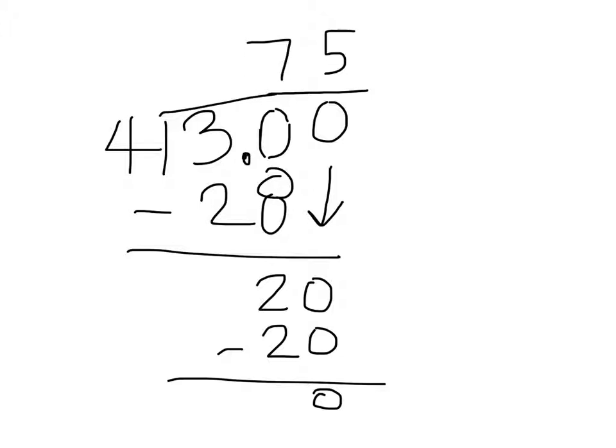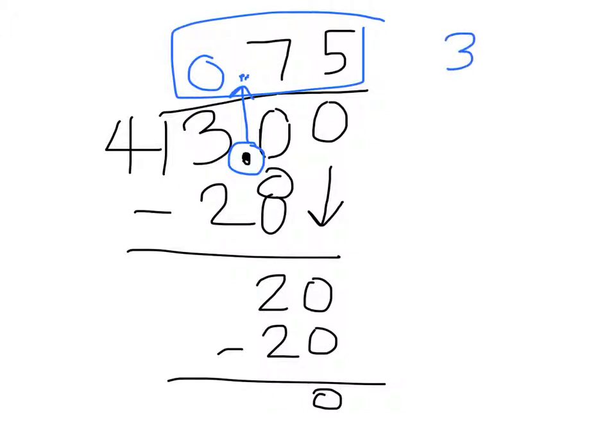But what was my original problem? It was 3 divided by 4, right? So where do I need to put a decimal point in my quotient? Directly above where it is. So my answer is 0.75. Okay? Or 3 divided by 4. Do we know that that equals 75 hundredths? Am I done? What do I need to do?